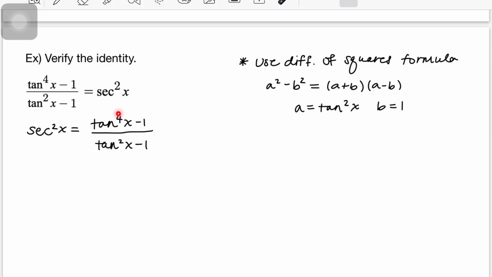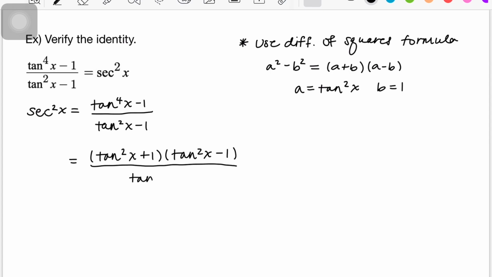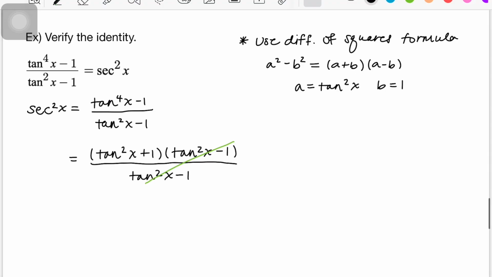So with this, we can rewrite this in this form here. This will give us tangent squared x plus 1 times tangent squared x minus 1, and this is all over our denominator, tangent squared x minus 1. Now notice we have tangent squared x minus 1 on the top and tangent squared x minus 1 on the bottom. So these will cancel, and we're just left with tangent squared x plus 1.